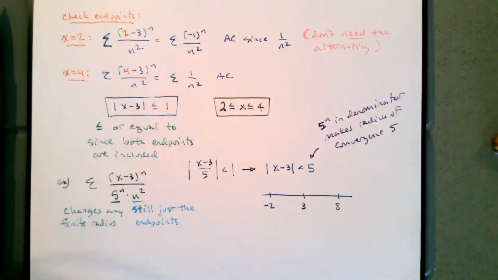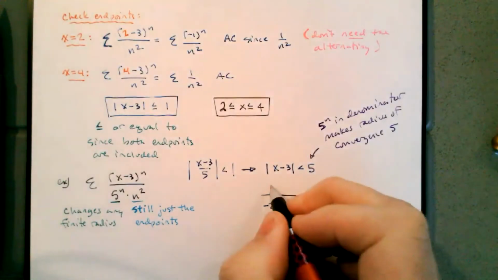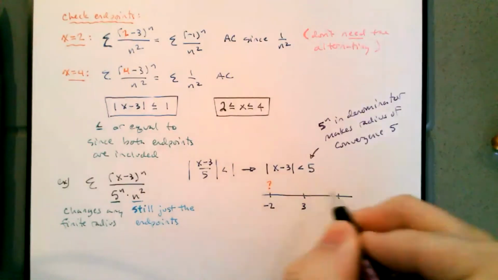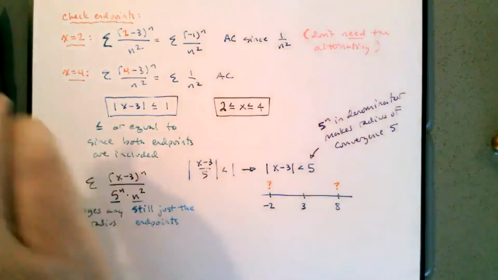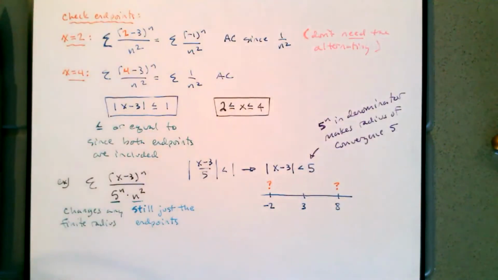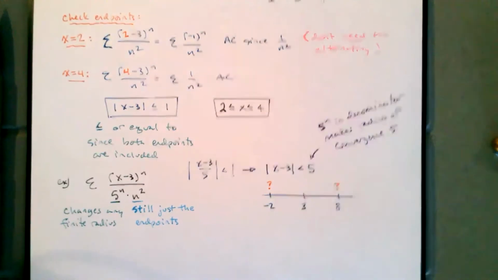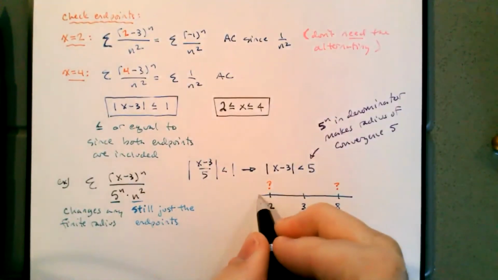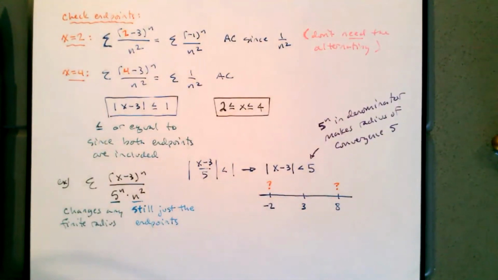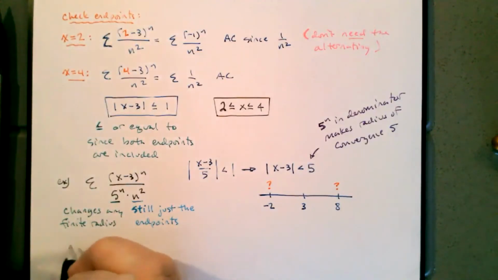The ratio test does not know what's going on when the limit is equal to 1. So if we look at when x equals negative 2 and when x equals 8, then the ratio test is going to give us a value of 1 there. And so we won't know what's going on. So we check those.